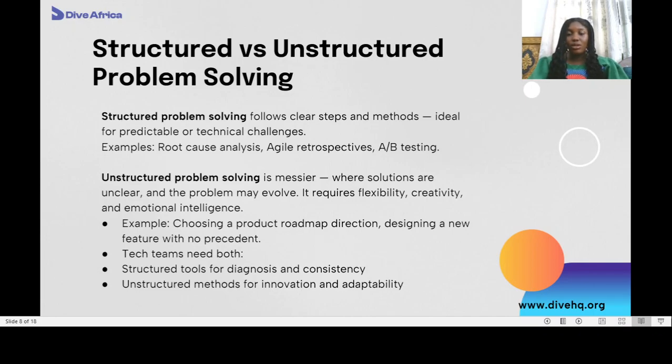Okay, let's look at structured versus unstructured problem solving. So when we talk about structured problem solving, this follows clear steps and methods. It's ideal for predictable or technical challenges. We have examples: root cause analysis. Unstructured problem solving is messier, where solutions are unclear and the problem may evolve. It requires flexibility, creativity, and emotional intelligence.